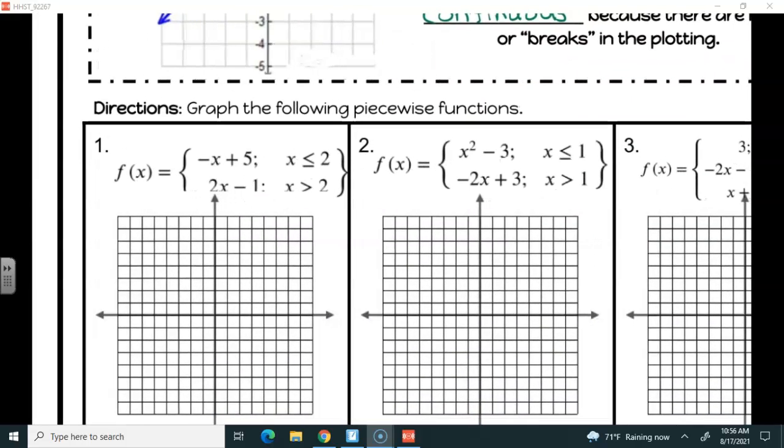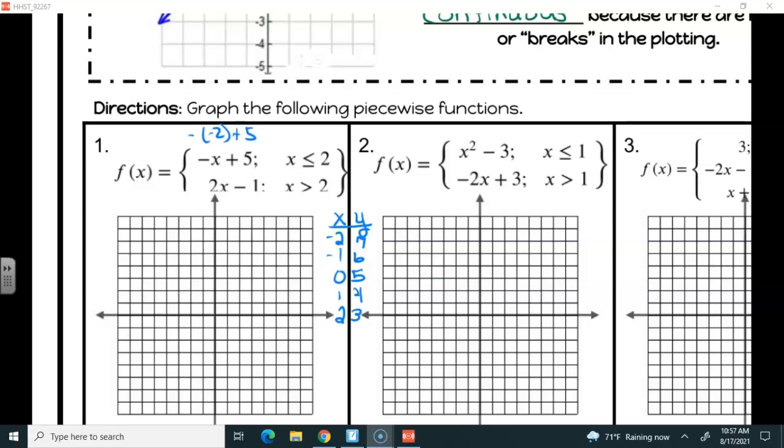Okay, so let's look at this first graph here. We're going to graph the first one, and I'm going to do a little t-chart here. And I need to do values less than or equal to 2. So I'm going to do -2, -1, 0, 1, 2. Now, I can plug it in to x, so like -2. So if I put -2 in place of x, that would be +2 plus 5 would give me 7. And if I put -1, that'd be 1 plus 5 will give me 6. Plug 0 in, I get 5. Plug 1 in, I get 4. Plug 2 in, I get 3.